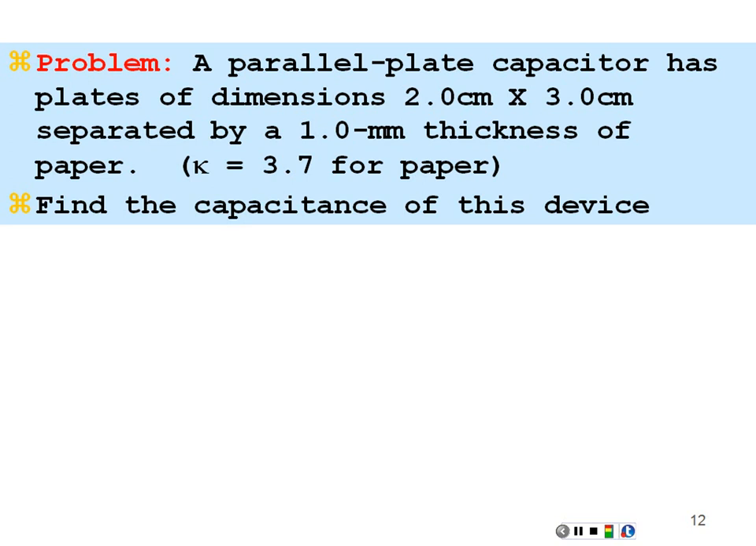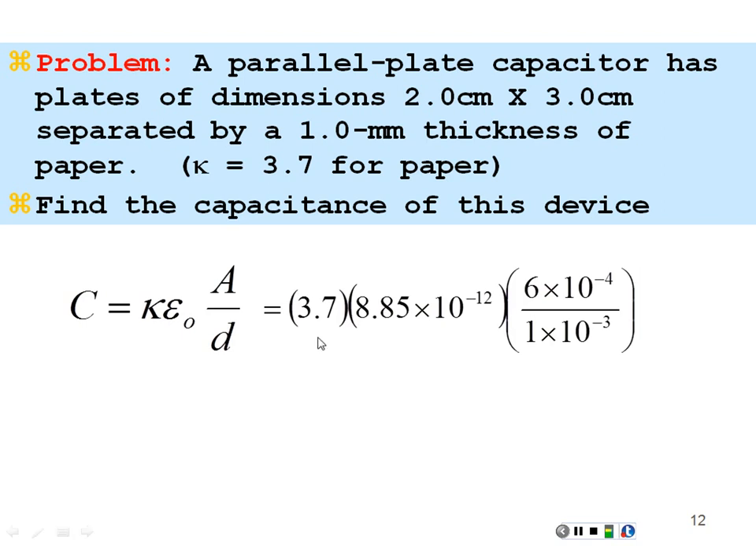Let's try this out. A parallel plate capacitor has plates of dimensions 2 centimeters by 3 centimeters, separated by a 1 millimeter thickness of paper. The dielectric constant for paper is 3.7. Find the capacitance of this device. We'll have C is equal to kappa, the dielectric constant, epsilon naught, the permittivity of free space, times the area over the separation distance.